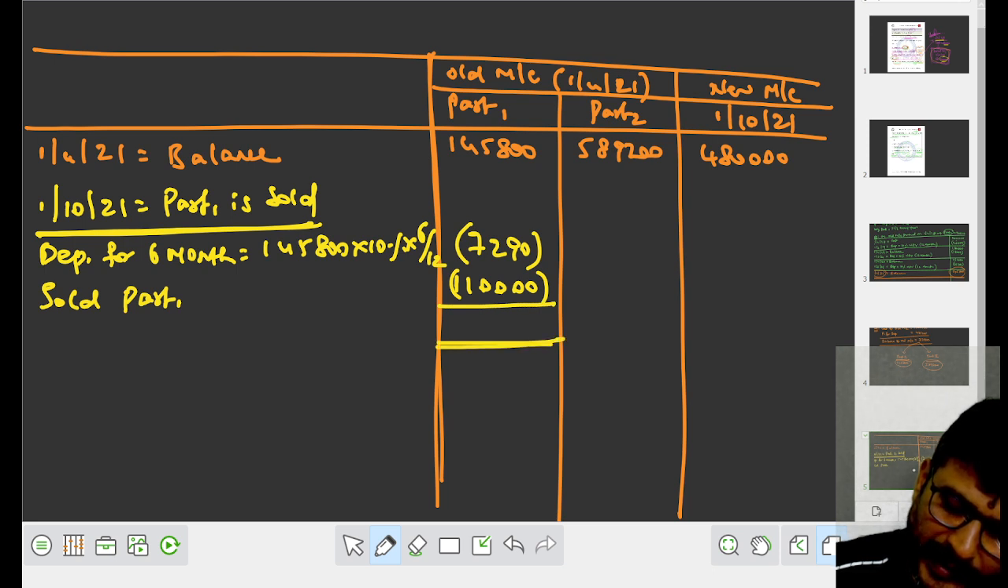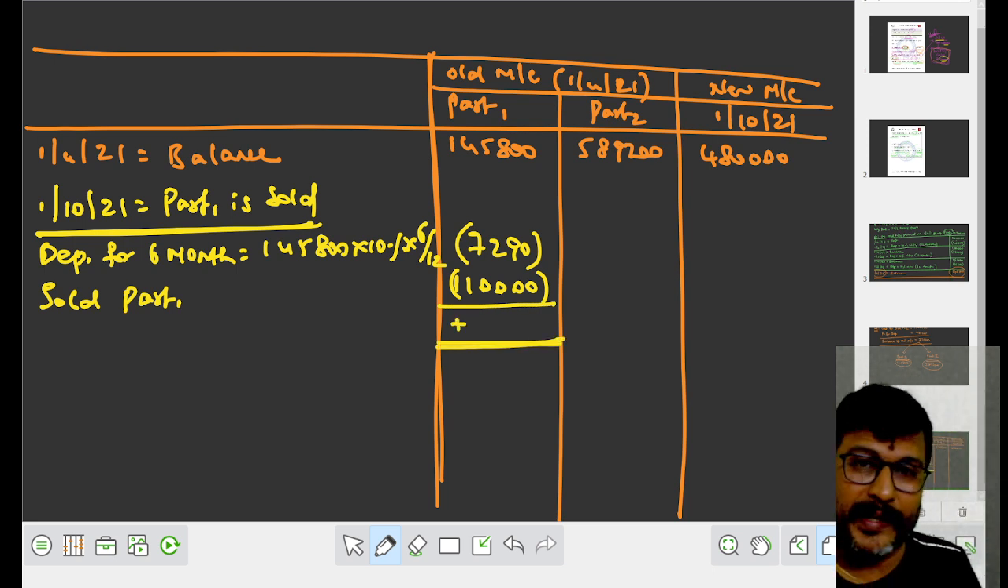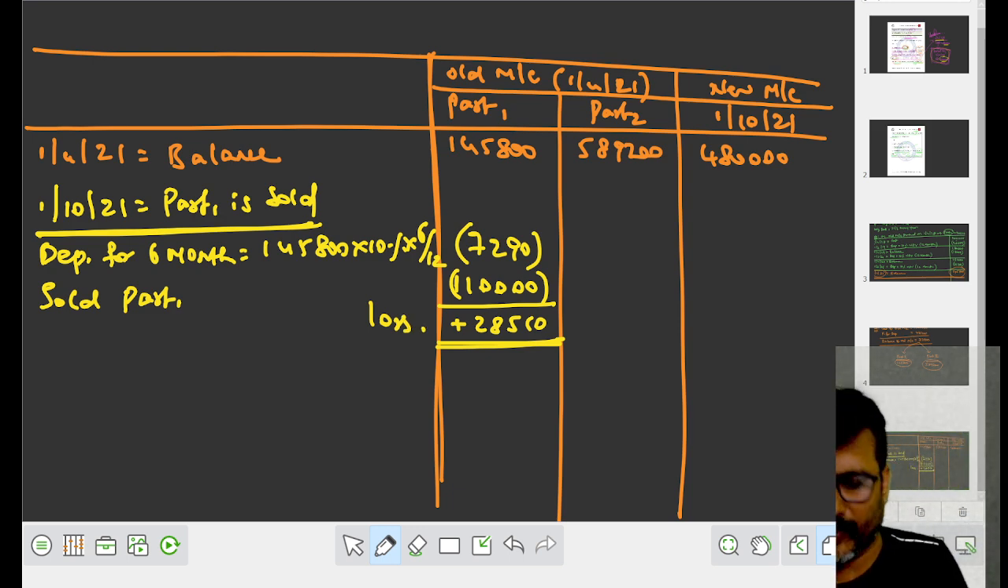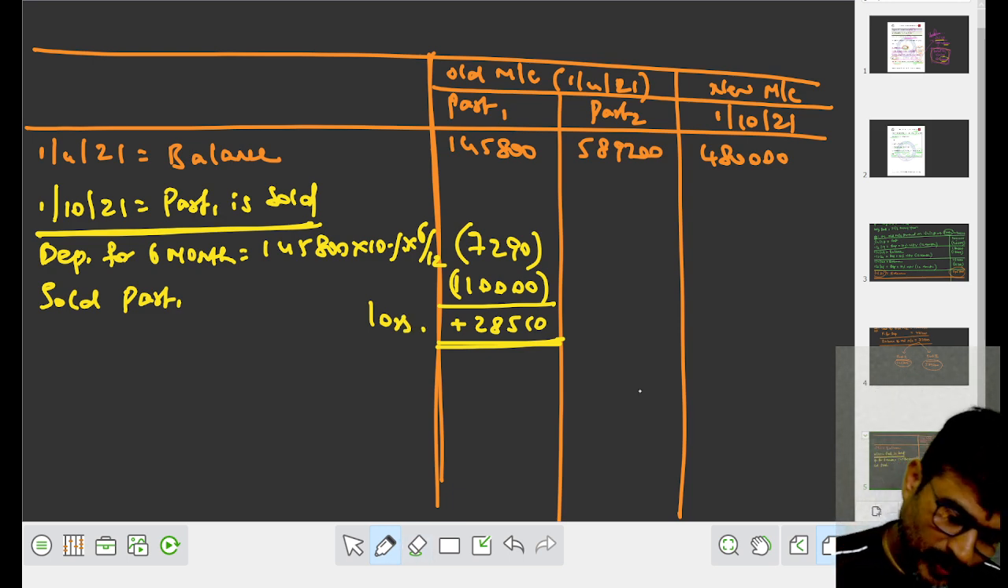Now you work out a balance. I think we are getting positive, it seems. 28,510. Since we are getting plus, it is a loss. Now, let us move on. The end of the year, that is 31st March 22.